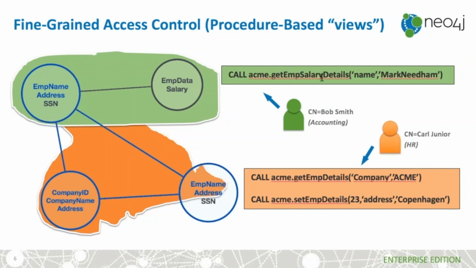So he has a different view defined here, and he has access to all the properties in the employee node as well as salary. So what we do here is we just do not give Carl Jr. or Bob Smith reader access or writer access to the entire graph. We just give them access to execute these procedures or views that we built for them. And as we move on in the next release and further on, we will be expanding this model of views and dynamically allowing people to access sub-portions of the graph.